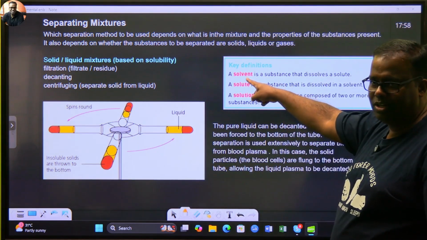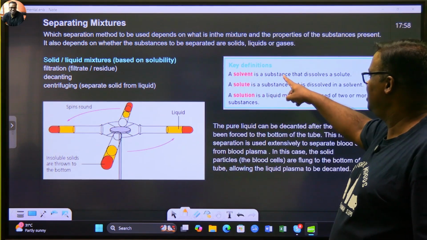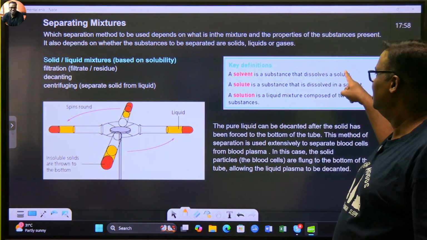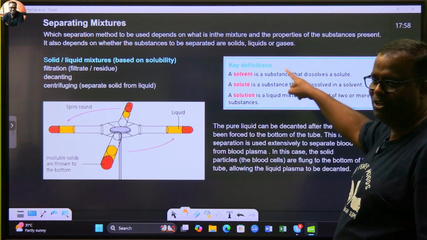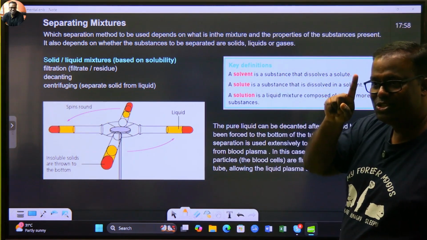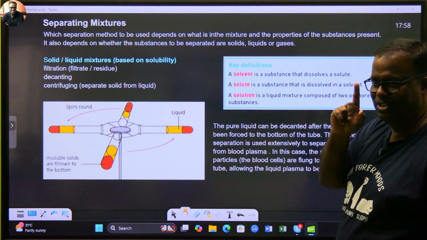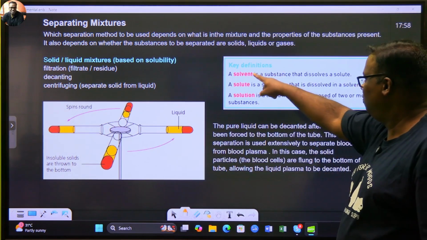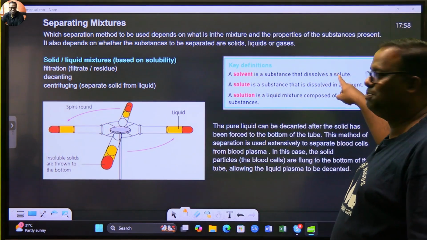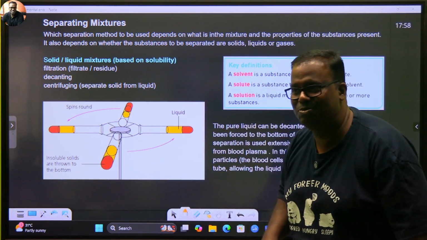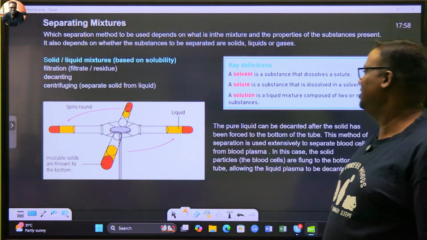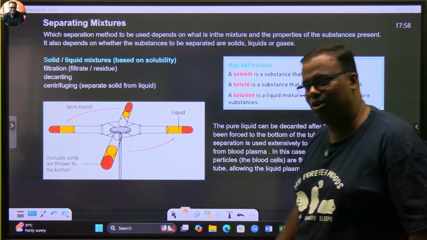The pile of sugar was the substance that dissolved the syringe of water. So the pile of sugar was my solvent. And what was the solute? The water was the solute. The glass of water dissolved the teaspoon of sugar. So the glass of water was my solvent. Okay. A solute is a substance that is dissolved in a solvent.